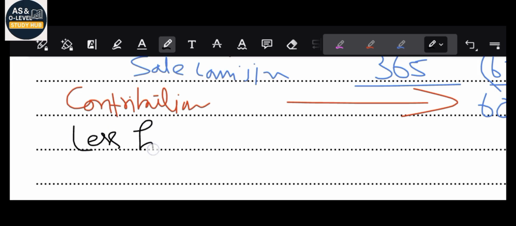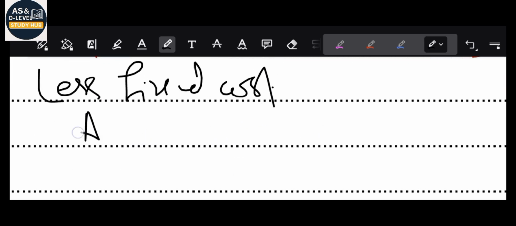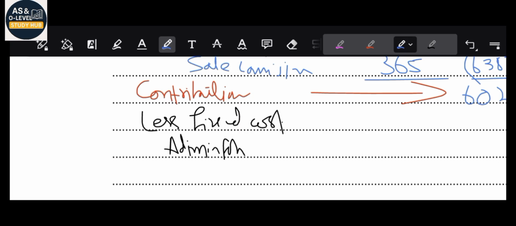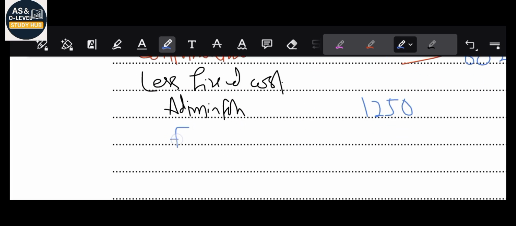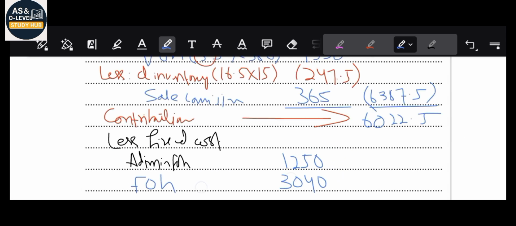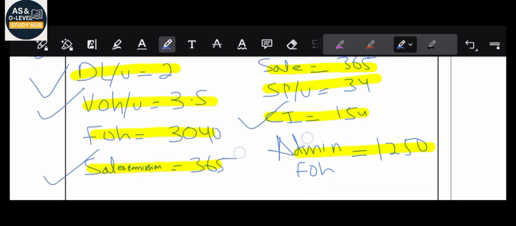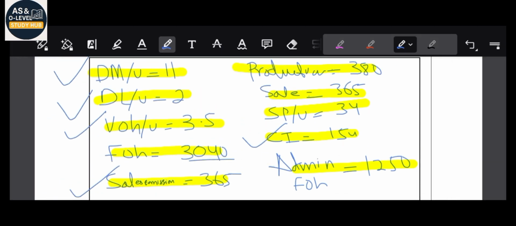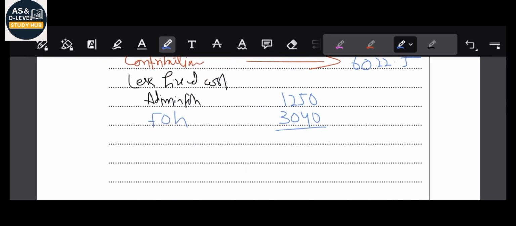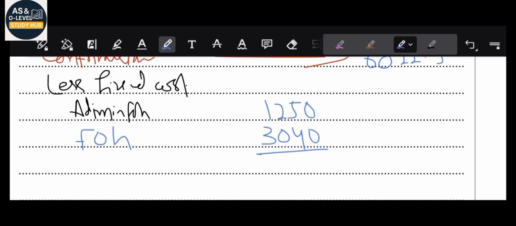In fixed cost we only have two costs: administration cost, which I think is 1250, and then we have FOH, which is 3040. Let me check. 3040, and yes, admin is okay. This is correct. We will add up both and subtract this from our contribution, and this is how we will get our profit.